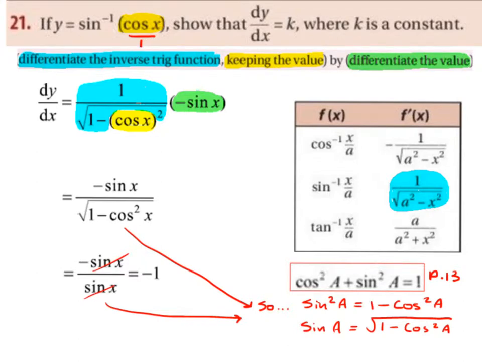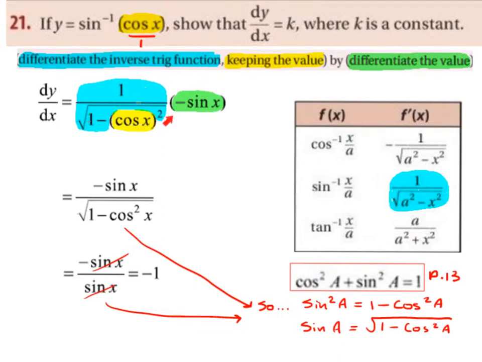So therefore, we're going to use this formula from our formula book. If f of x is sine inverse x over a, where in this case the a is 1, then the derivative, f prime x, is 1 over root a squared minus x squared. So we have dy/dx equals 1 over root 1 minus cos x to be squared. The a is 1, so a squared is 1 squared, which is just 1. And the minus x squared is going to be whatever the angle was, so it's minus cos x to be squared.